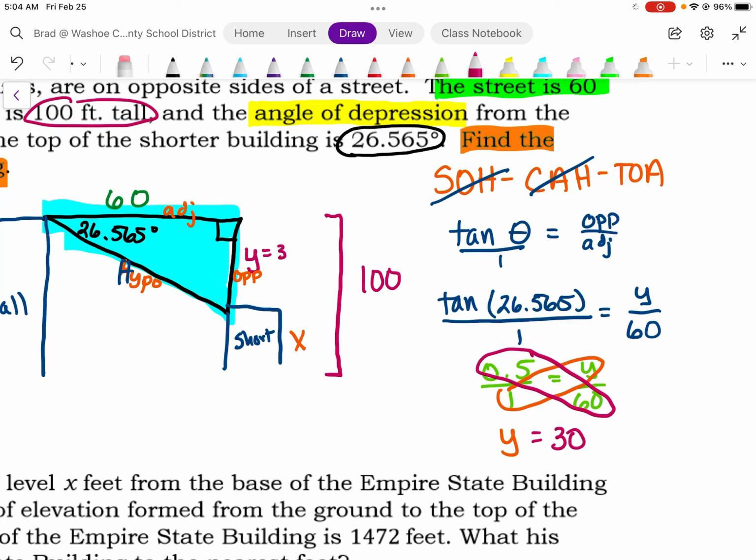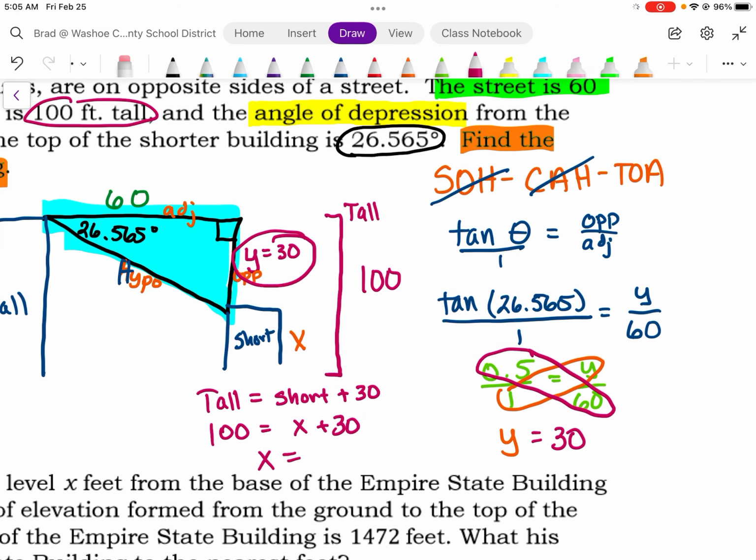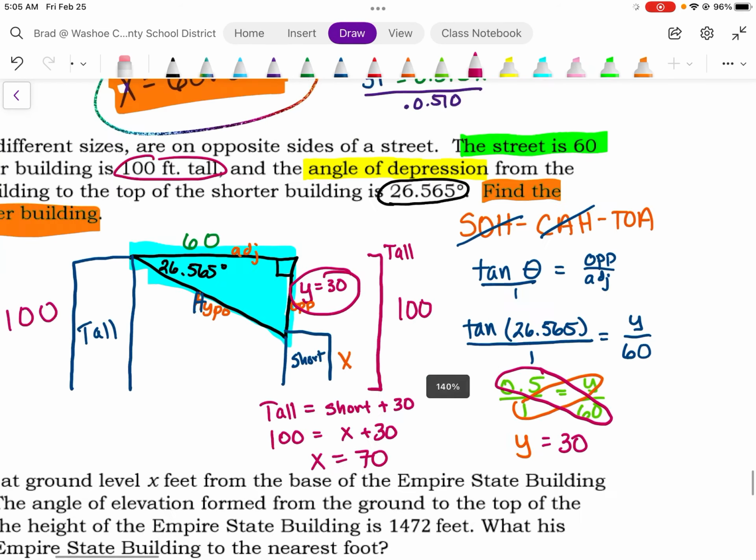So if this y is 30, and what y represents is as if this is the start of the tall building, and this right here is the shorter building, then I would say that the tall building is 30 feet higher than the short. So my tall is going to be the short plus 30 feet. So the tall was 100. The short is x plus 30. So the short building is going to be 70. Is this feet?